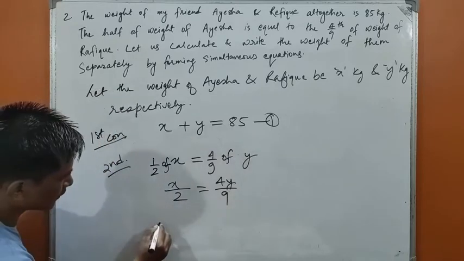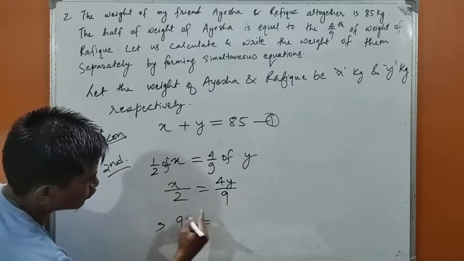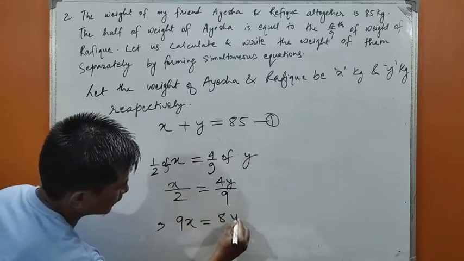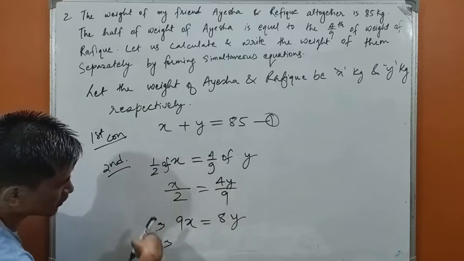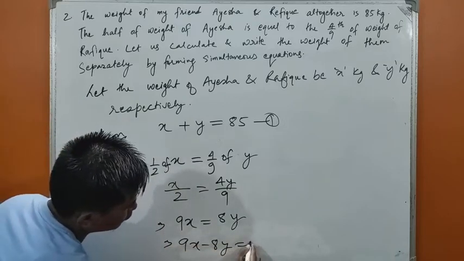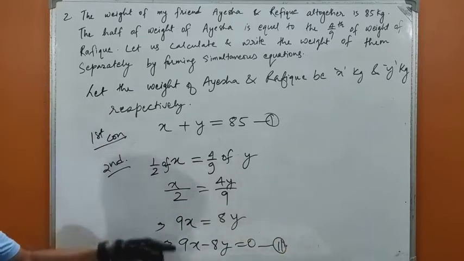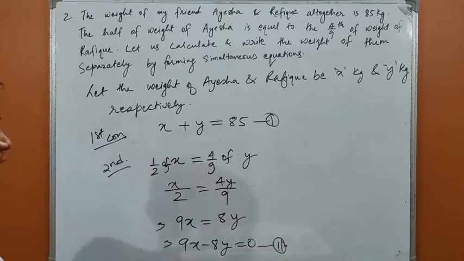Let us cross multiply this. 9 into x is 9x equals 2 4s are 8y. So let us bring this plus 8y to the left hand side. 9x minus 8y equals 0, isn't it? This is equation 2. Now we can solve equation 1 and 2 and find the value of x and y.